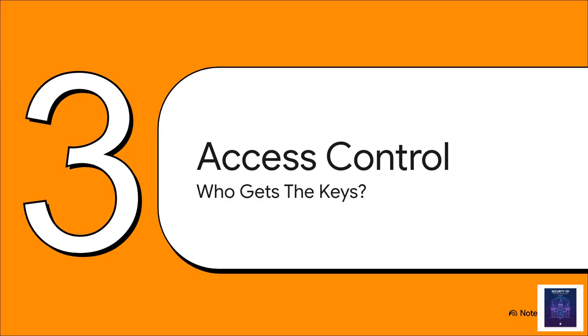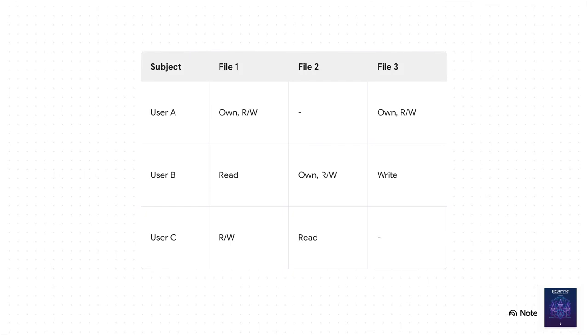Okay, so our treasure is locked up tight in an unbreakable box. Awesome, but we're only halfway there. Now we have to ask, who should even be allowed into the treasure room in the first place? And what should they be allowed to do once they're inside? This brings us to access control. At the heart of all this is a master list, something like this, called an access control matrix. It looks like a simple grid, but it has a really powerful job.